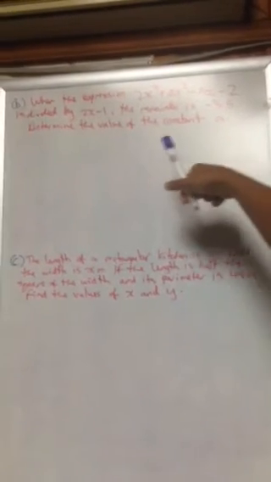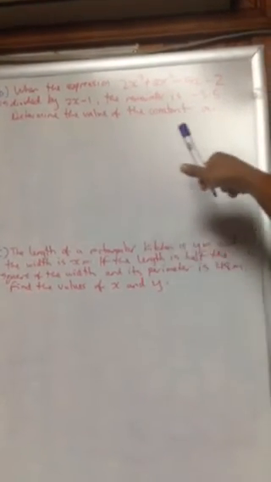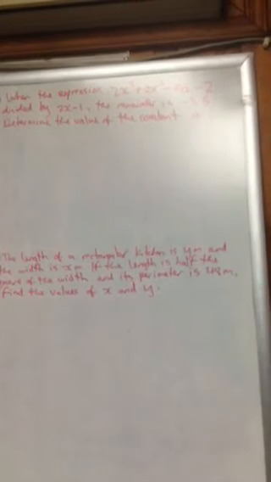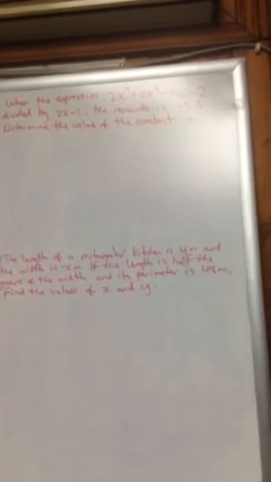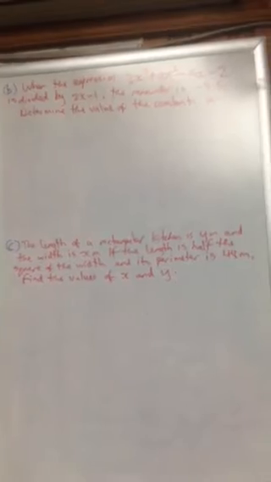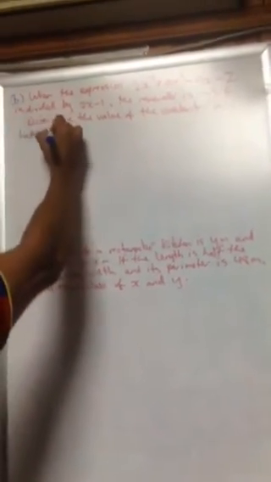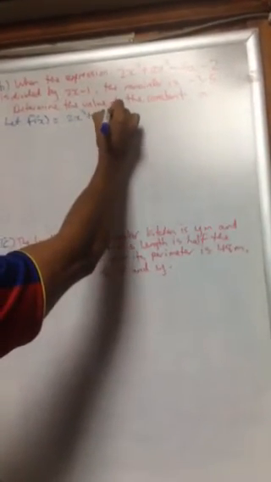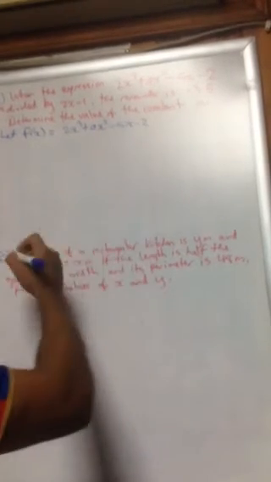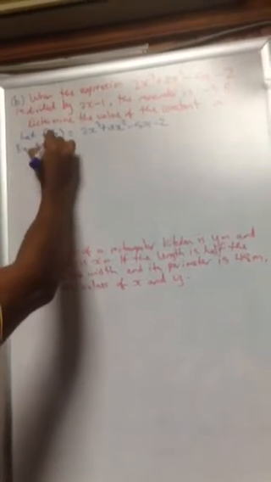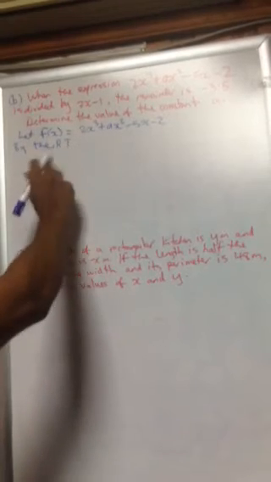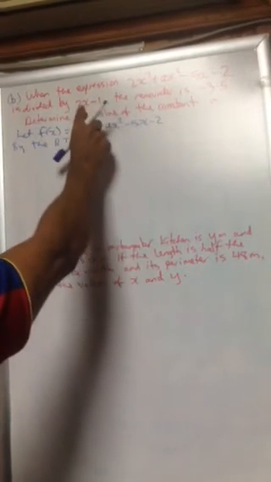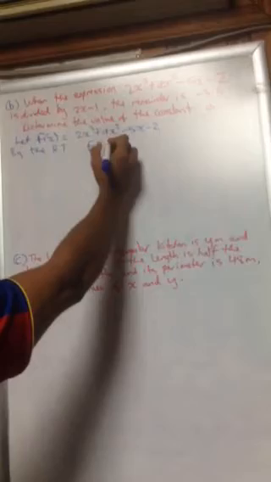Part B, we have a cubic expression divided by 2x minus 1, and we're given the remainder as minus 3.5. We need to find the value of a. So the first thing we do is we give the function a name. Let f of x be equal to the expression. By our remainder theorem, f of, now 2x minus 1 is equal to 0 when x is a half.